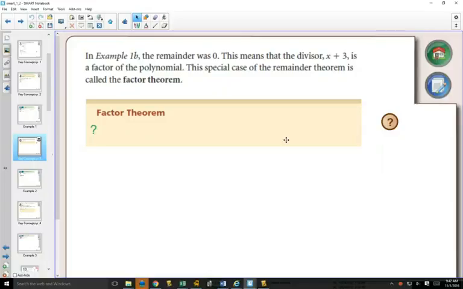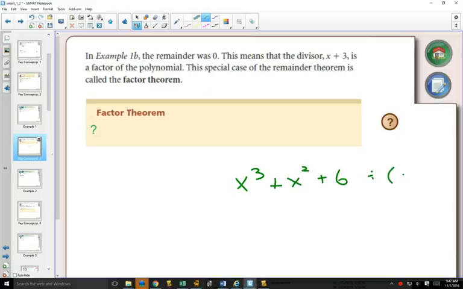So the other day we learned the remainder theorem, which says if you're dividing, let's say you have x cubed plus x squared plus 6, and you're dividing by x minus 1. The remainder theorem says you can plug in 1 into this, so that would be 1 plus 1 plus 6, and you'd get 8. When you plug in 1, you get 8, and 8 is the remainder when you would divide x cubed plus x squared plus 6 by x minus 1.